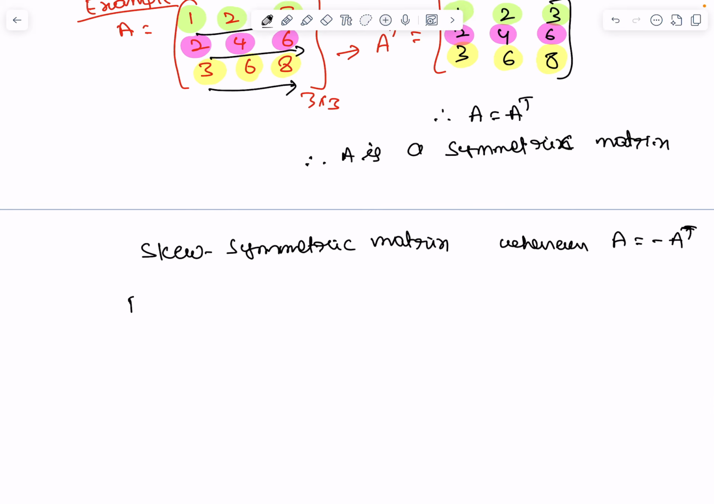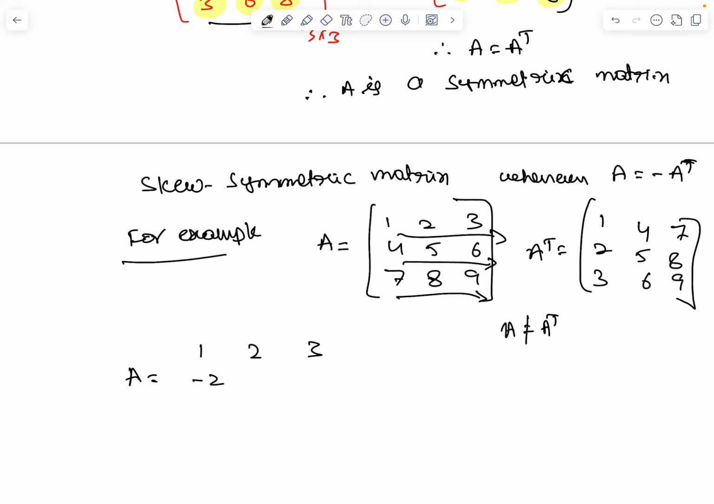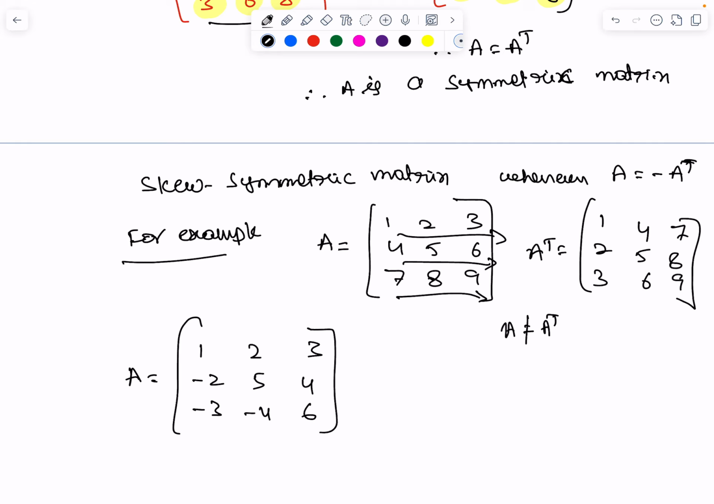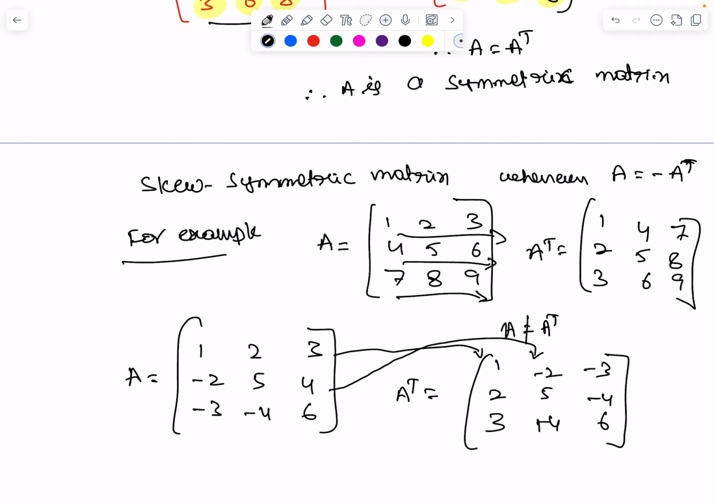For example, A equals 1, minus 2, minus 3, and then 2, 5, minus 4, and then 3, 4, 6. What about A transpose? If you write A transpose, this is becoming the first column, 1 2 3, and then this is the second column, minus 2 5 4, and then the third column is minus 3 minus 4 6. Now this is your A transpose.